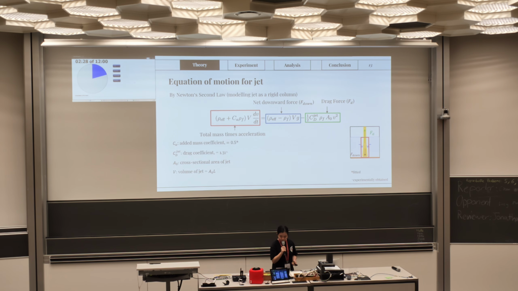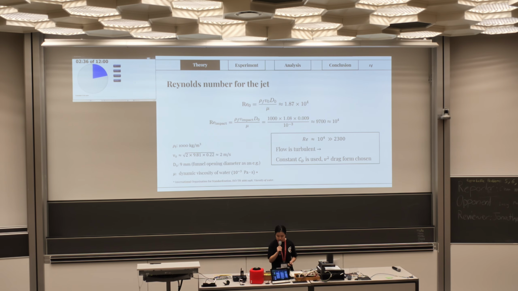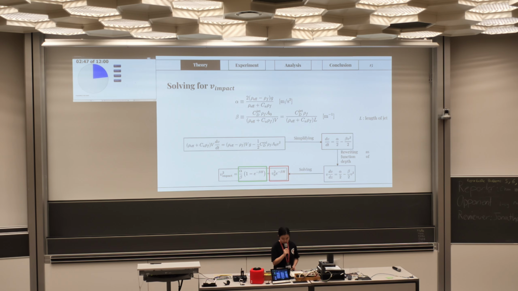Applying Newton's second law, the total effective mass times acceleration equals the net downward drop force minus the drag force. The Reynolds number for the jet is around 10 to the power 4, hence the flow is turbulent. This justifies using a constant drag coefficient and using the v-squared drag equation.